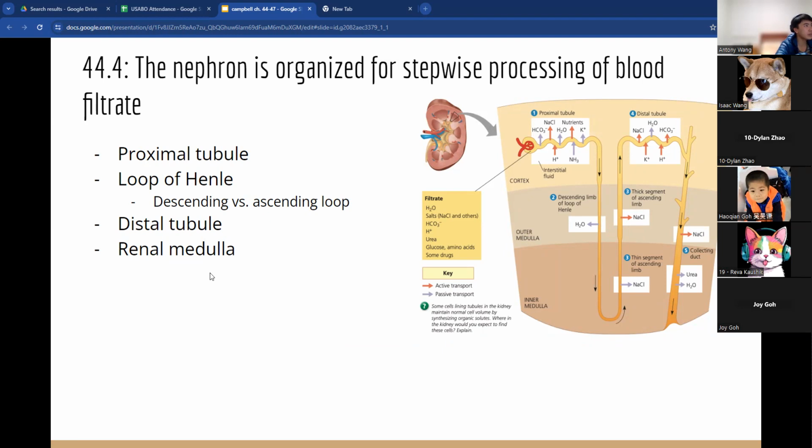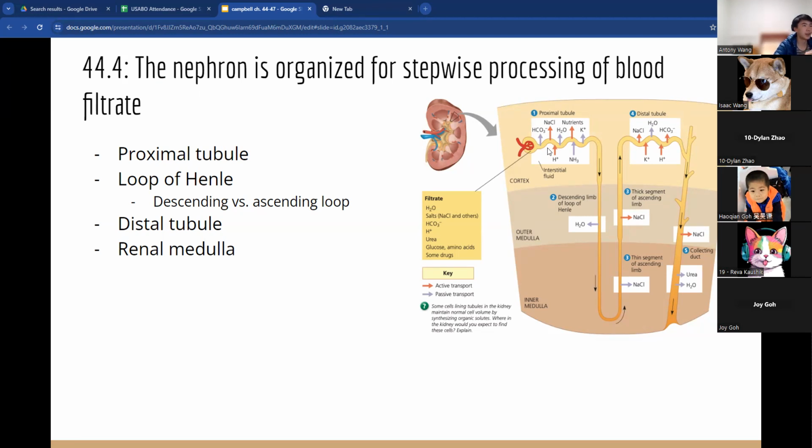The nephron is organized for a stepwise processing of blood filtrate. All right, so let's go. This is a diagram of the structure of a nephron. So this is a proximal tubule. Filtrate goes in here. It's modified in the proximal tubule, down the loop of Henle, through the distal tubule and down the collecting duct. All right, so let's talk about the proximal tubule first.